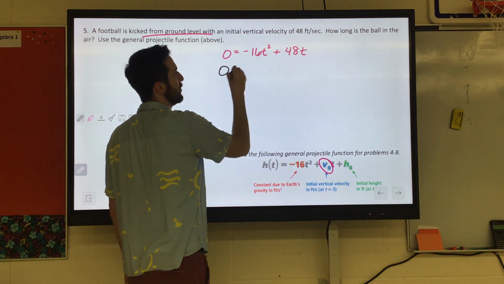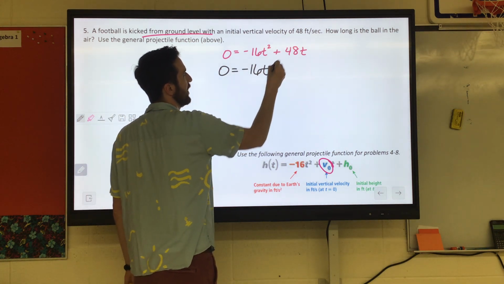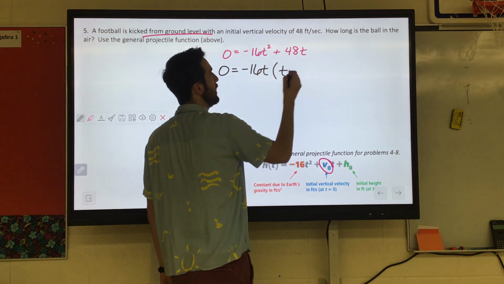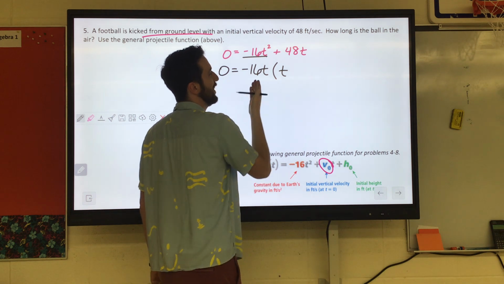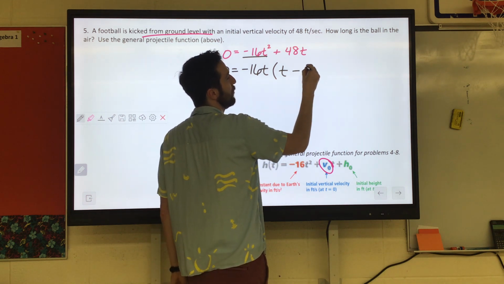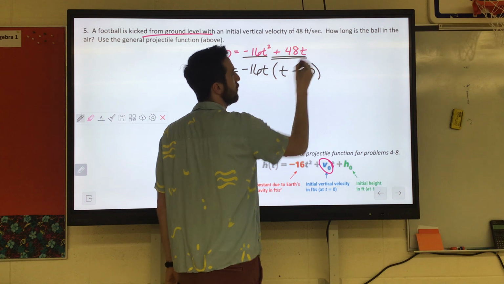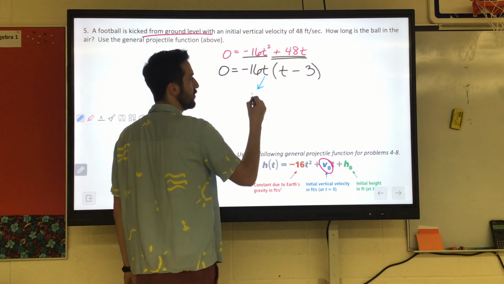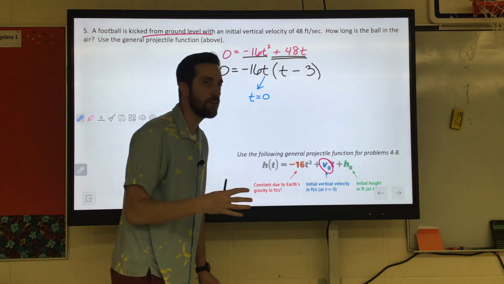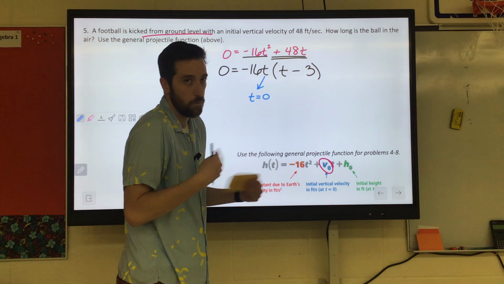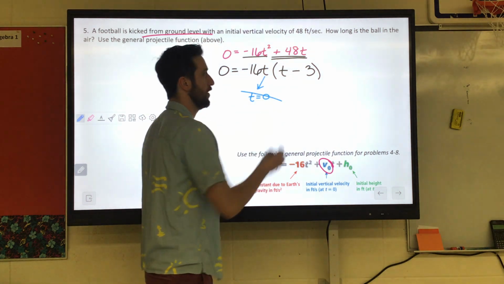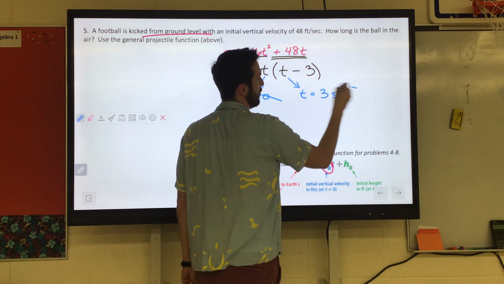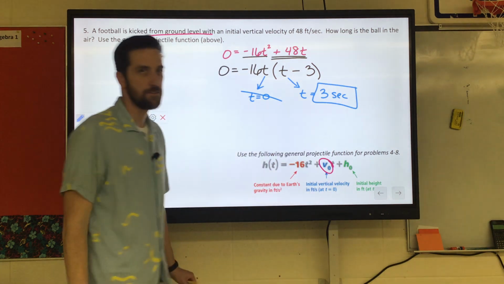And again, we can factor out a negative 16t here, because negative 16 goes into 48. So negative 16t times t is negative 16t squared. Negative 16t times negative 3 would give us the positive 48t. We'll get our two solutions. The t on the outside would be 0. Again, that's not what we're looking for, because that's 0 seconds. That's when we're kicking the ball. The other one, t minus 3, t equals positive 3 seconds. That's the answer we're looking for. The ball's in the air for 3 seconds.